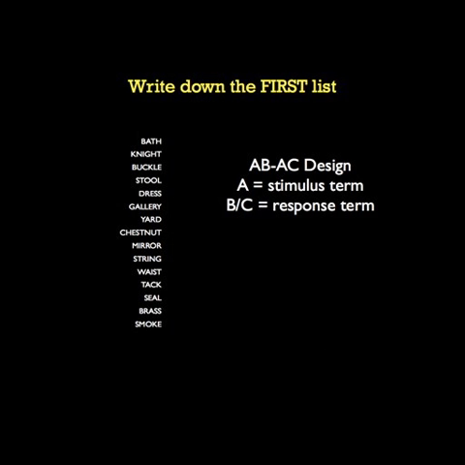Okay. So this is what's known as an ABAC design. The A is the stimulus term, the first word in the pairs, and then the B or the C are the response terms. The question is, does the C list interfere with the B list? If you learn AB and then AC, and then after a variable delay I give you A, are you going to be able to come up with B, or does C get in the way? Or if I ask you for C, does B get in the way?